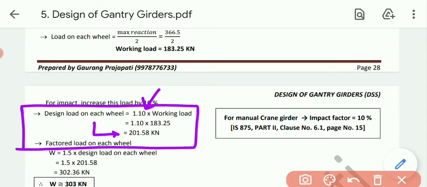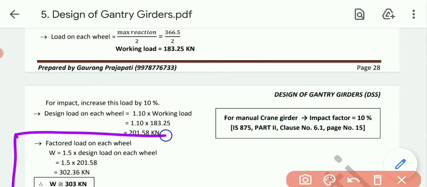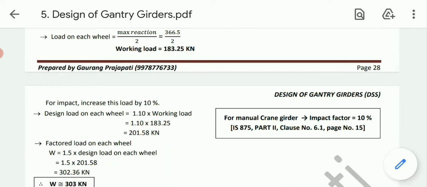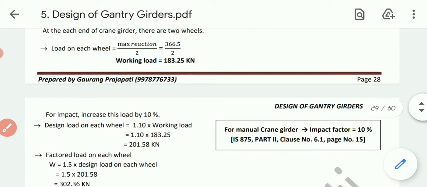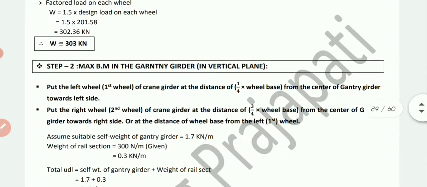Clear? Once we get this, finally, as per the limit state, let's convert it into the factored load, that is multiply by 1.5. So multiply 1.5 into 201.58, we will get the answer 302.36 kilonewton. Let's take the round figure value, that is 303 kilonewton. So that is our step number 1. In this one we have calculated the wheel load over the gantry girder.